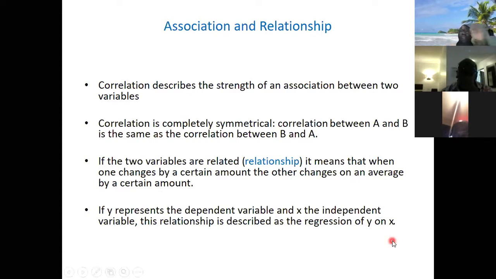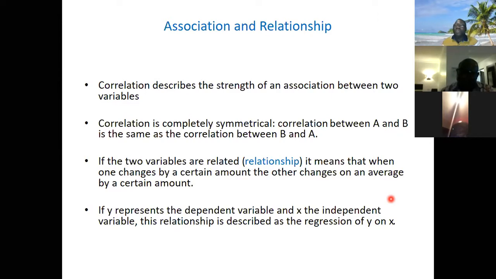Correlation describes the strength of association between two variables. Correlation is completely symmetrical, in the sense that the correlation of A and B is the same thing as B and A. In correlation, there's nothing like a dependent variable or independent variable. Both of them are just variables whose strength of association you are seeing. It is when you go into regression that you have to decide which one is dependent and which one is independent.